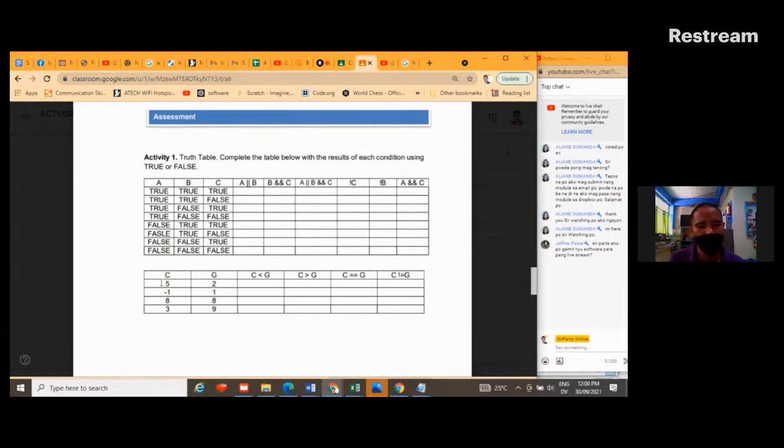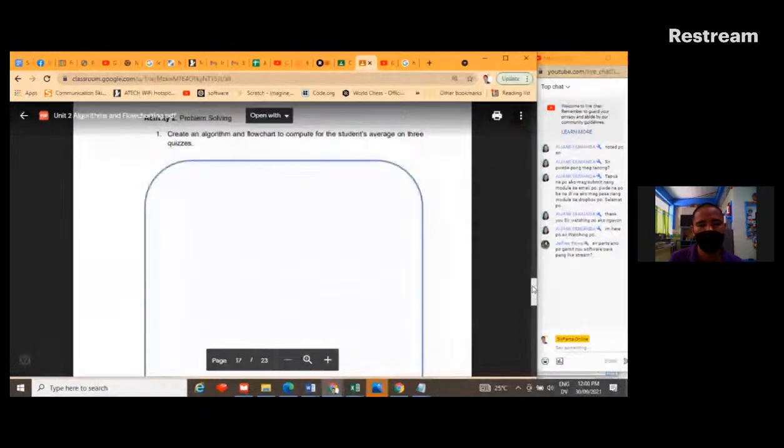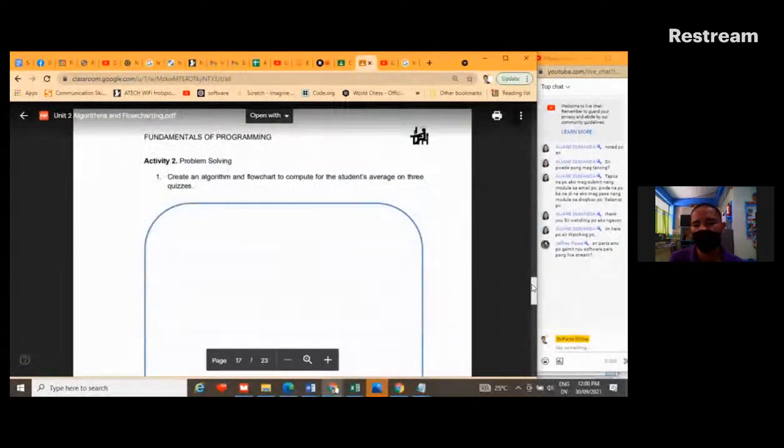We also have inputs C and G, different numbers, and we compare if C is less than G, if C is greater than G, if C is equal to G, or C not equal to G. That is your assessment. For activity number 2, you're going to create an algorithm and flowchart. So you have two answers here, an algorithm and also a flowchart to compute for the students.